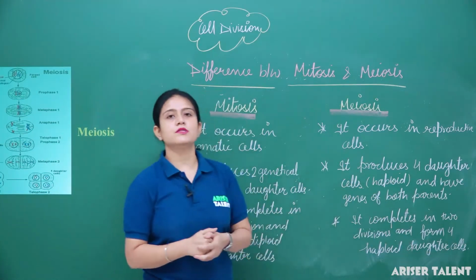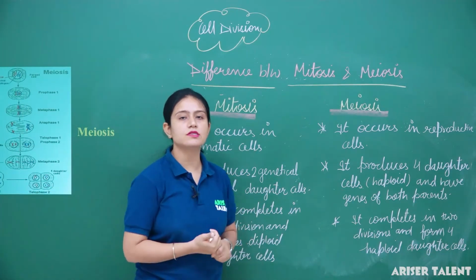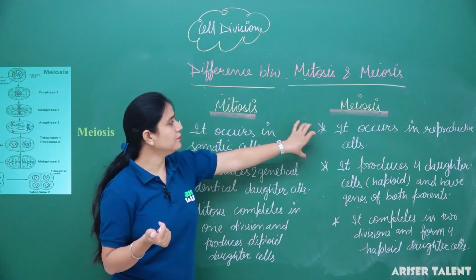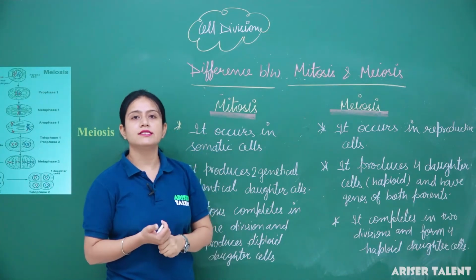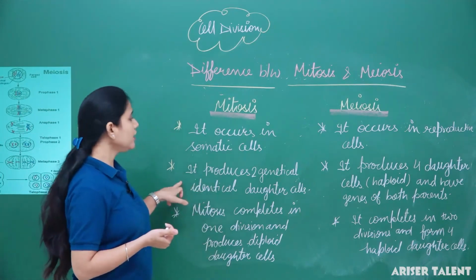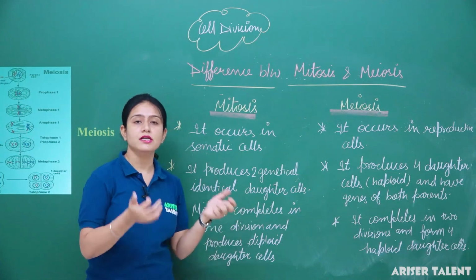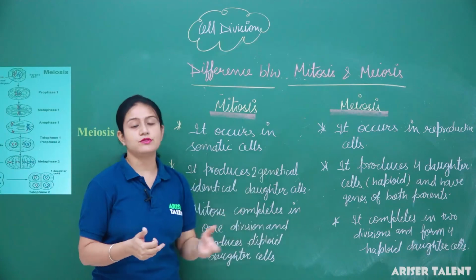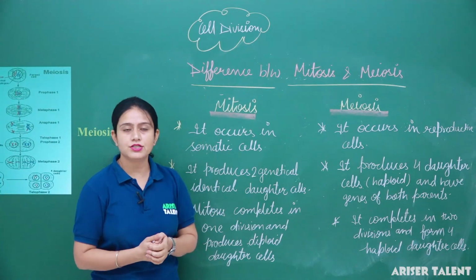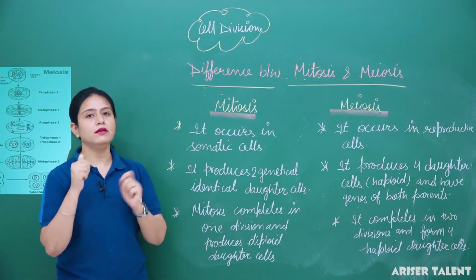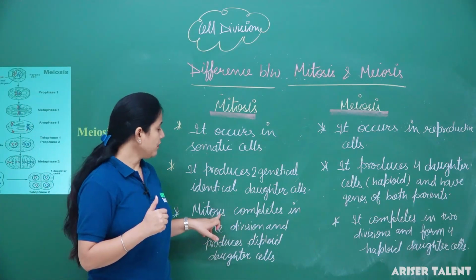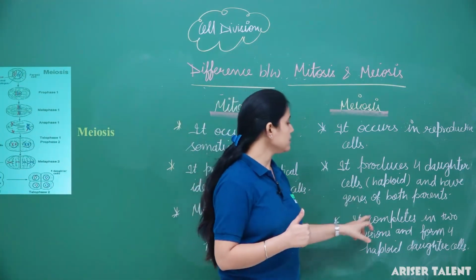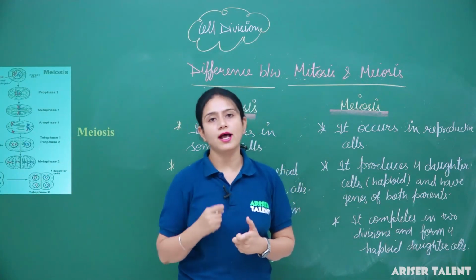Okay, so this is the difference between mitosis and meiosis: mitosis occurs in somatic cells, which are body cells, whereas meiosis occurs in reproductive cells and produces gametes. Mitosis produces 2 genetically identical daughters with the diploid condition, but meiosis produces 4 haploid daughter cells, with genes from both father and mother. Mitosis completes in 1 division and produces diploid daughter cells, but meiosis completes in 2 divisions and forms 4 haploid daughter cells.